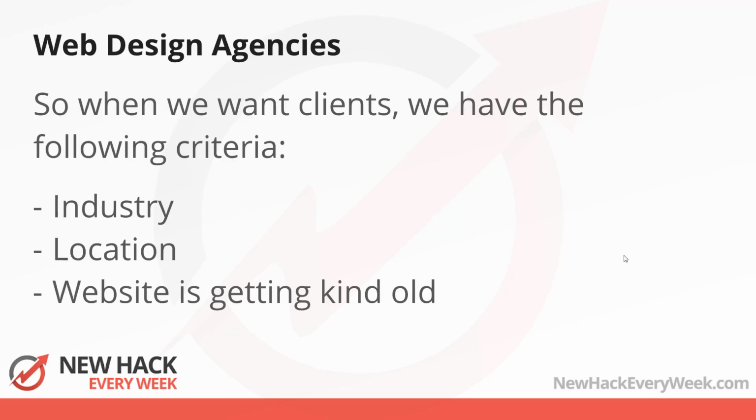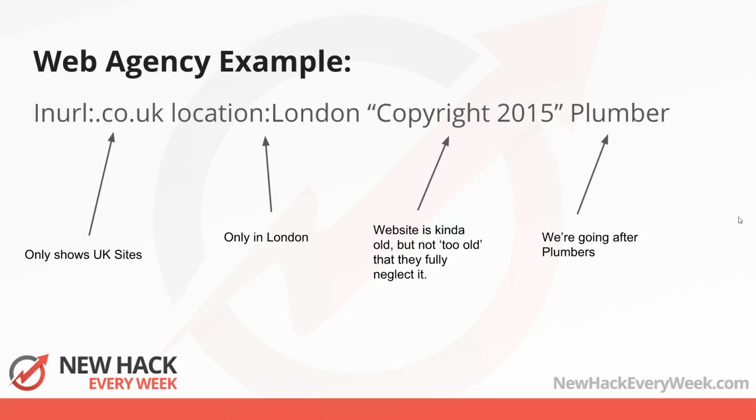So for web design agencies, I know there's a bunch of guys who sell websites inside the group, and this can work pretty well for finding digital marketing clients, but it's so relevant for web agencies. When we want a client as a web agency, we've got the following criteria generally. We're going after an industry. You don't have to, but you'll normally pick one. You'll go after a location, and it'd be great if we knew that their website was getting a little bit old as well. So here's an example search string.